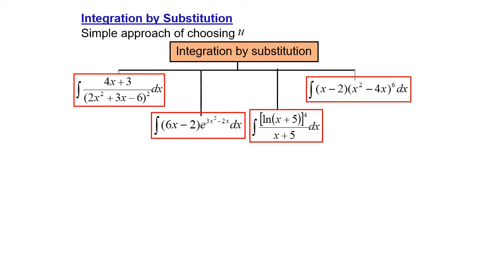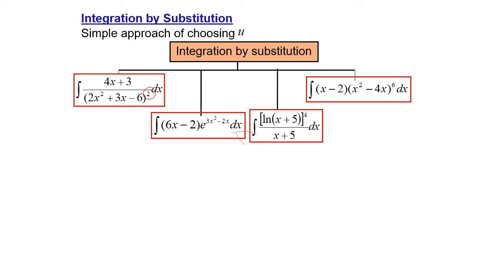Okay, integration by substitution: the simple approach of choosing u. These are some examples of questions that we can solve using substitution. First of all, (4x plus 3) over (2x squared plus 3x minus 6) all to the power of 2. So we have a power at the denominator. We cannot apply the quotient rule. We don't have a quotient rule in integration.